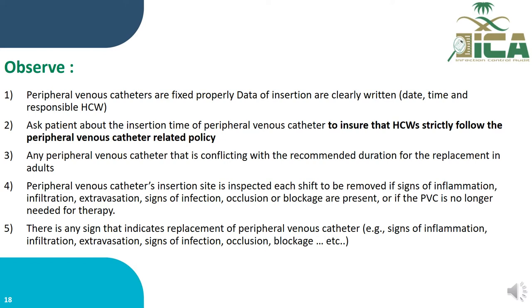You can also check whether there is any sign that indicates replacement of the peripheral venous catheter. Maybe you will find some peripheral venous catheters with a sign of inflammation or infiltration, and that means they are not being changed when required.